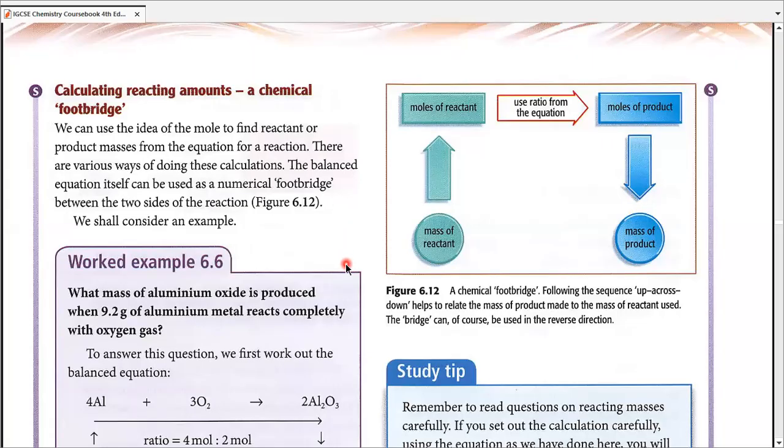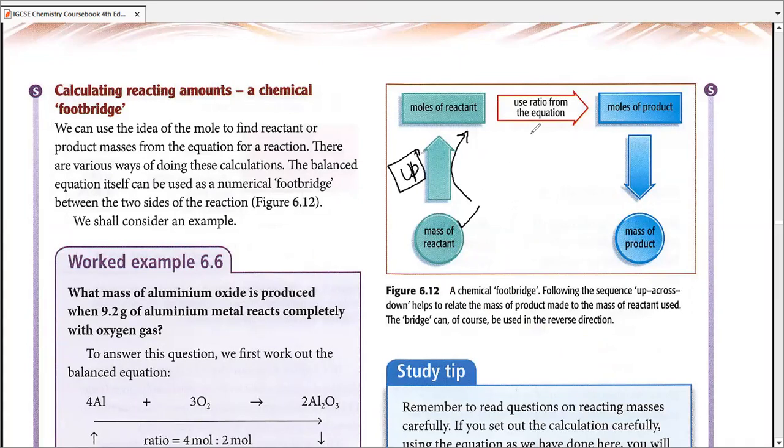So, calculating reactant amounts or product amounts using a chemical footbridge. As this diagram explains to us, a chemical footbridge is actually a sequence. We also call it an up-across-down bridge, and it really gives the student the idea of the number of steps he or she needs to take in order to get their answers. Usually you are given the mass of one of the reactants, and you first convert it into moles of reactant. This is really the up step, as he said before.